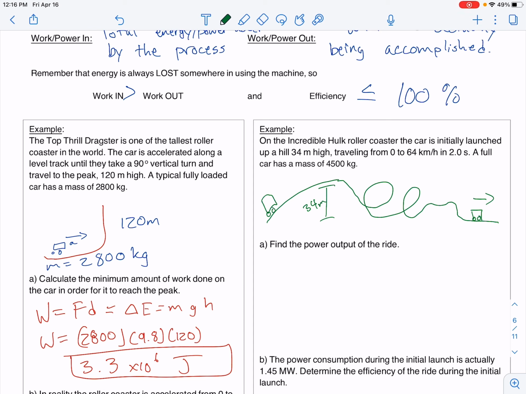Finishing out my cart here. So my mass is 4,500 kilograms. All right, my final velocity is, let's see, 17.78 meters per second.